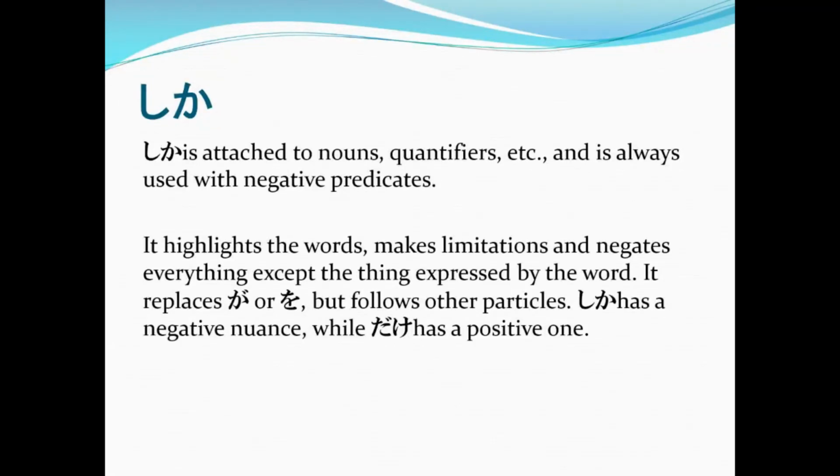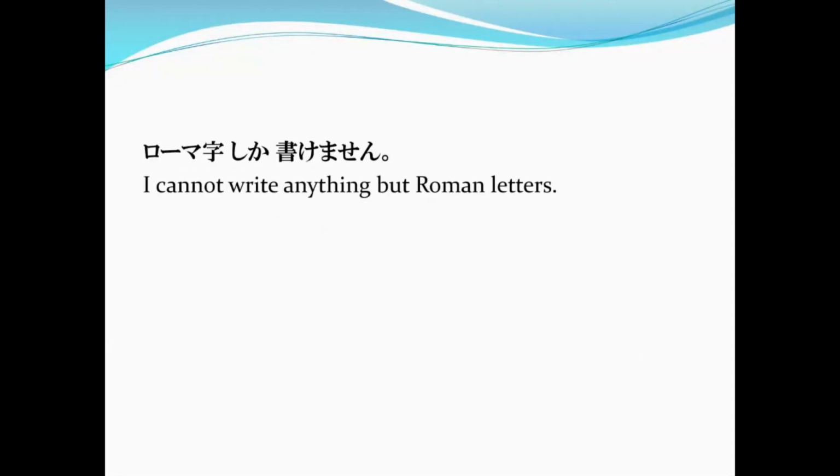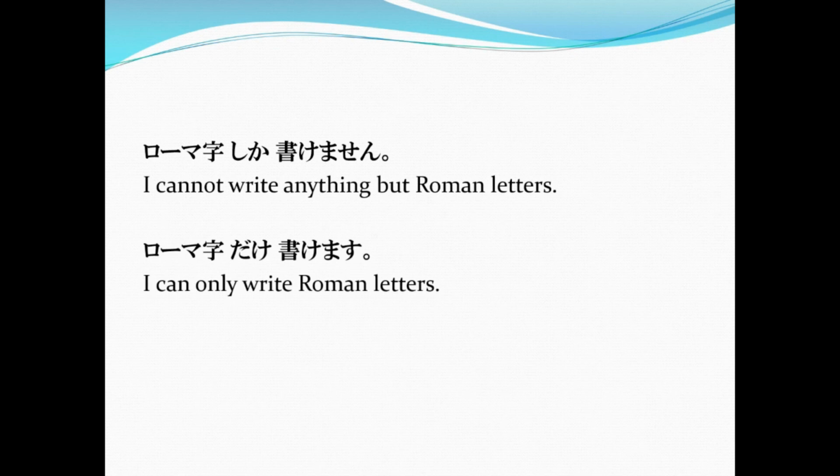But when you use shika, you're saying that you are only able to do that noun that it follows. Let me explain it to you clearly using an example. Romaji shika kakemasen, or I cannot write anything but Roman letters. While when we use dake, Romaji dake kakemasu. I can only write Roman letters. Again, Romaji shika kakemasen, and then we have Romaji dake kakemasu.